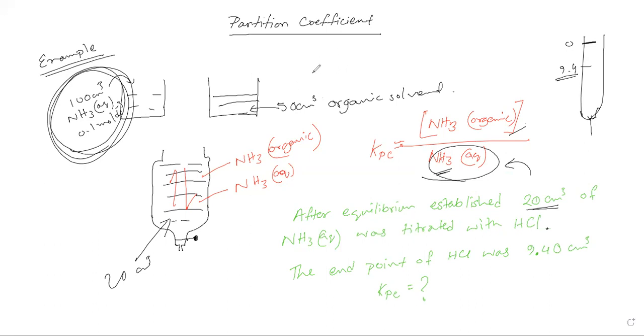So let's do the calculation. At first, let's write the equation, which is between ammonia aqueous plus HCl, which should give us a product of ammonium chloride, so NH4Cl aqueous. Yeah, so basically that is the part.